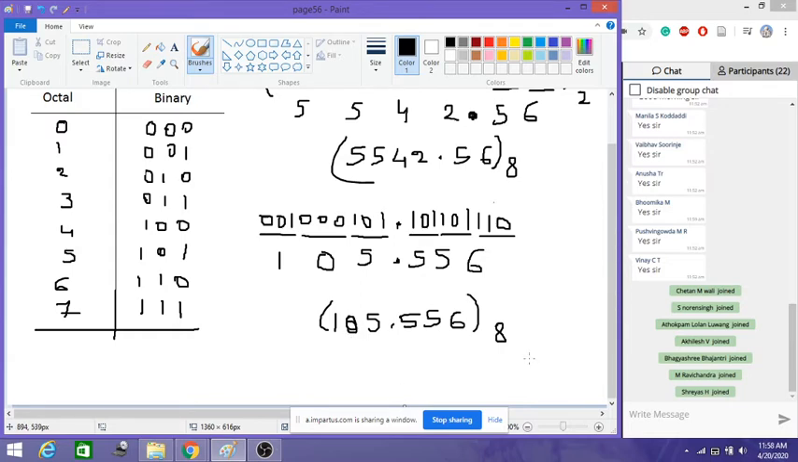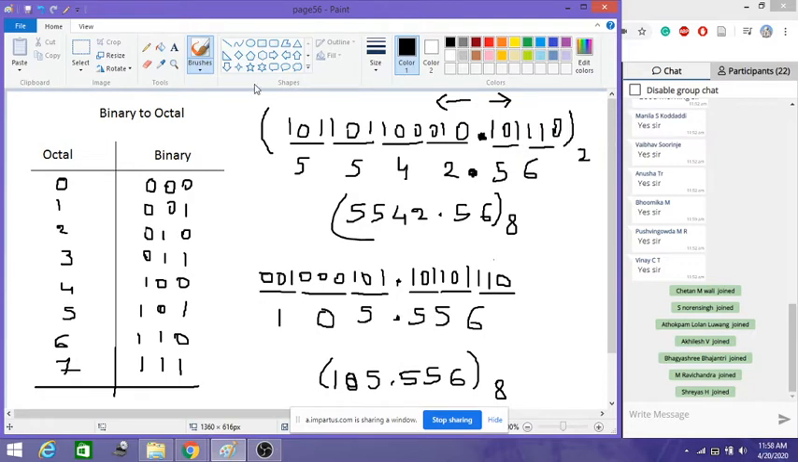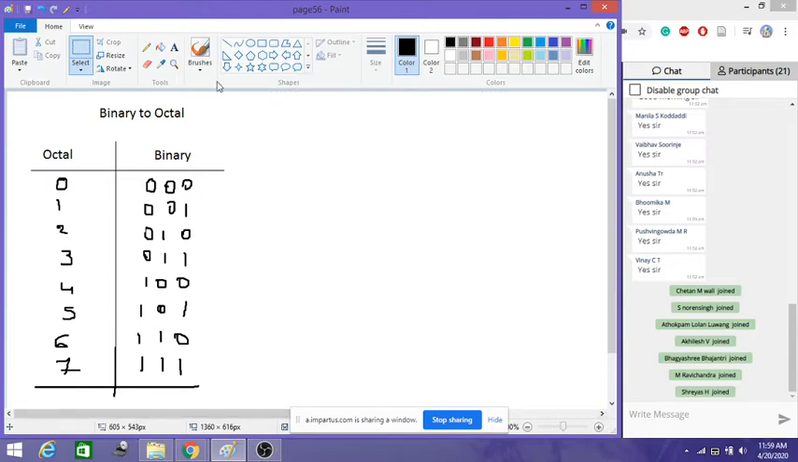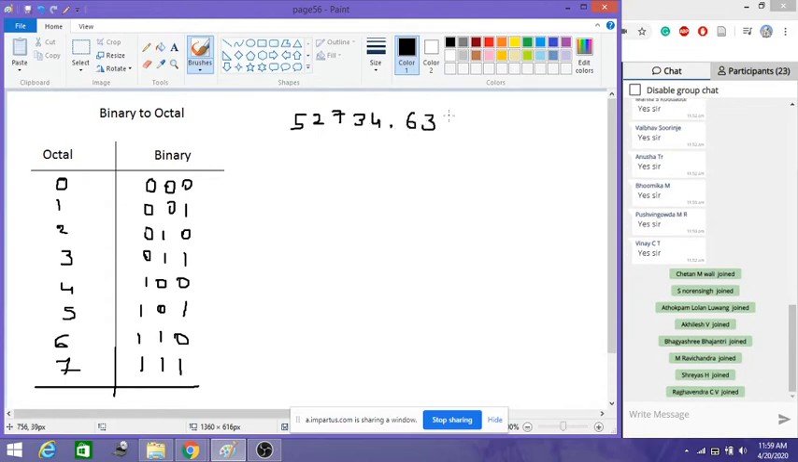Okay, now let us look into the conversion from octal to binary, how to do it. I'll erase this section here. For that, let us take an example: 52734.634. So this is my octal number. I need to convert this to binary.